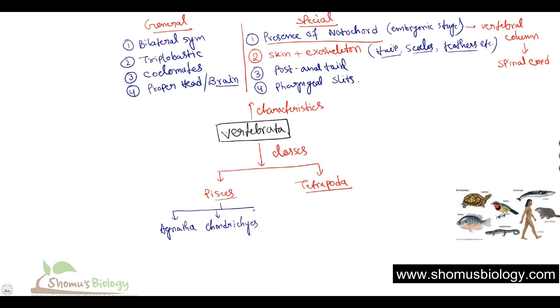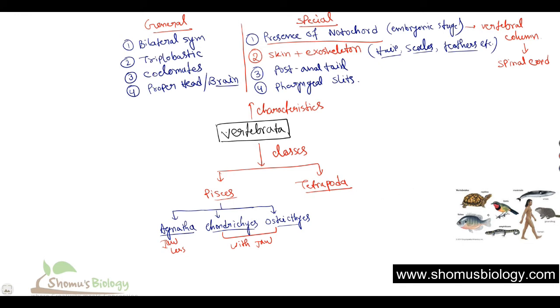Chondrichthyes. And the third one is Osteichthyes. Hope I am writing the correct spelling. Agnatha, Chondrichthyes, Osteichthyes. Mainly these two types, Chondrichthyes and Osteichthyes. Agnatha means jawless fish. Jawless. And these two with jaw. The details about Chondrichthyes and Osteichthyes will be discussed in a separate video.